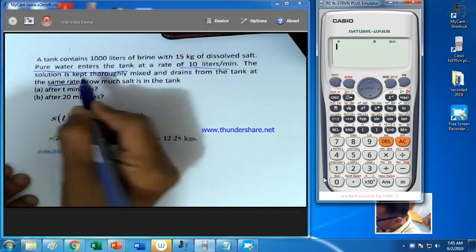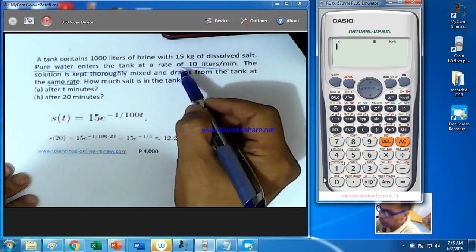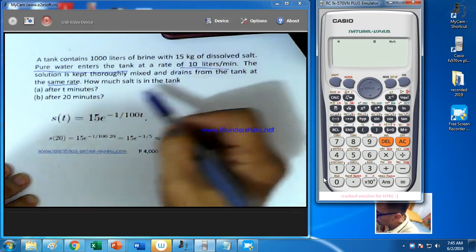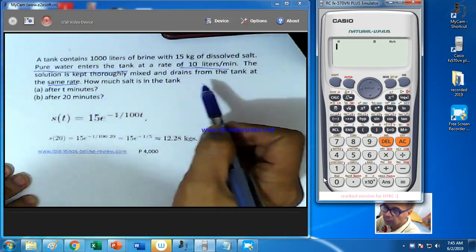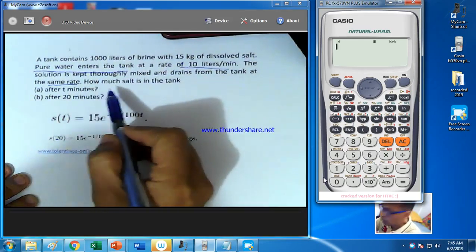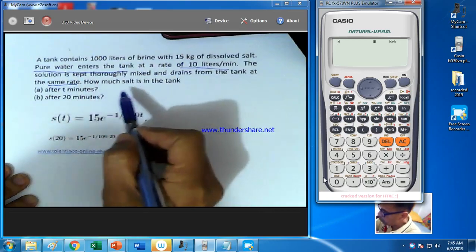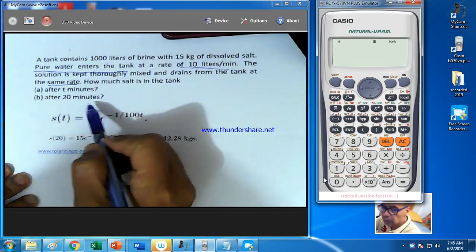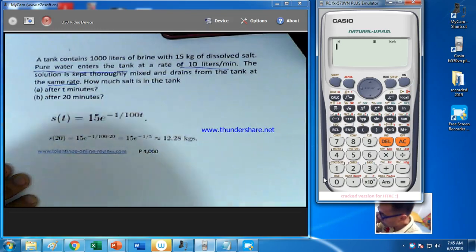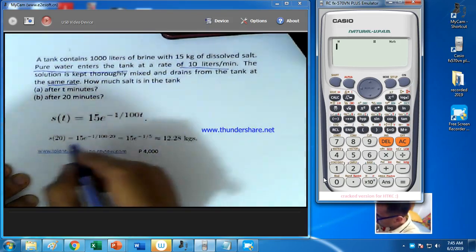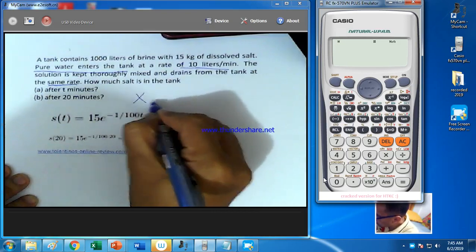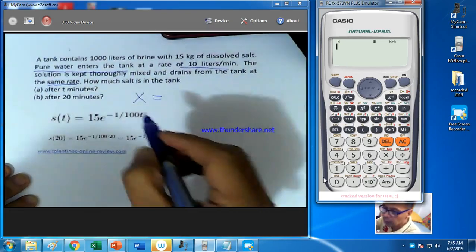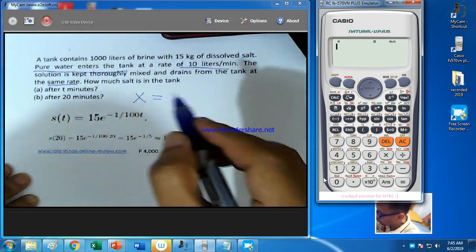Isa to sa mga problem na pareho lang yung pumapasok at saka lumalabas: 10 liters per minute, 10 liters per minute. Tanong: how much salt is in the tank after 3 minutes and after 20 minutes? Ano yung salt in the tank? So, how do we get that X? Assuming natin na X is the amount of salt in the tank.